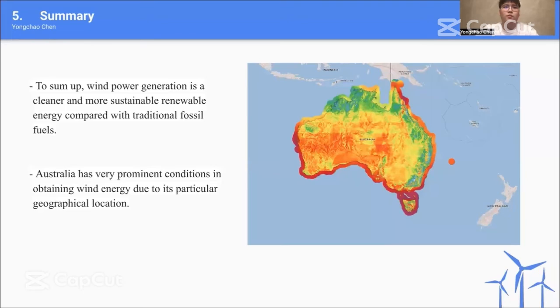To sum up, wind power generation is a cleaner and more sustainable renewable energy compared with traditional fossil fuels. In terms of carbon emissions, wind power only generates carbon emissions during the process of production, and the emissions of the energy produced afterward are far lower than fossil fuels.